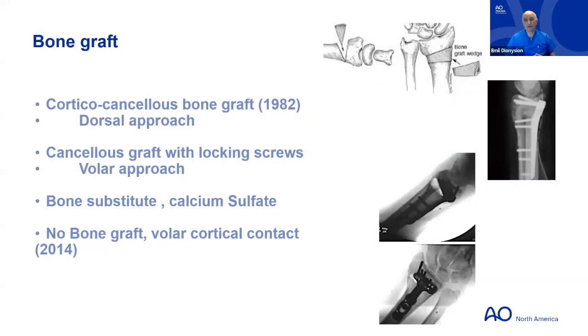Now, as far as bone grafting, I'm sure Dr. Jupiter will talk more about this, but generally, when it was first described by Diego Fernandez in 1982, dorsal corticocancellous bone graft was the standard. After a while, it was shown that with a locking system, we can even use a cancellous graft, and that would work okay. And then as late as 2014, there were articles coming out that as long as you have some cortical contact, you may not even need a bone graft. This may spontaneously fill in with time itself.